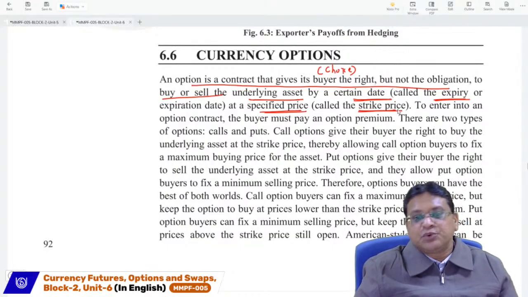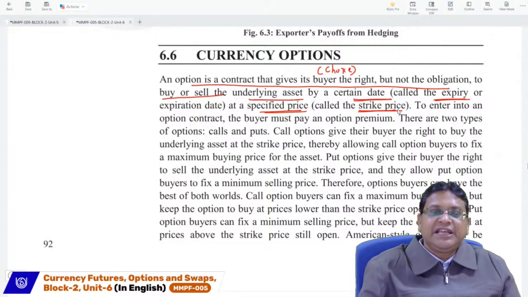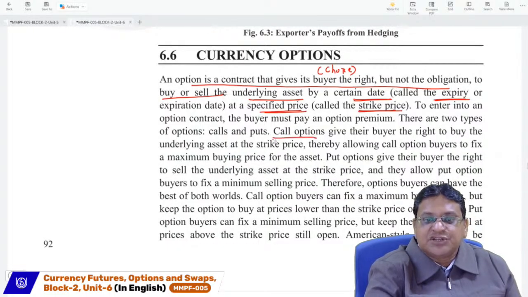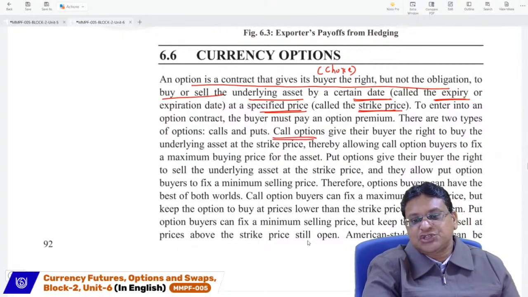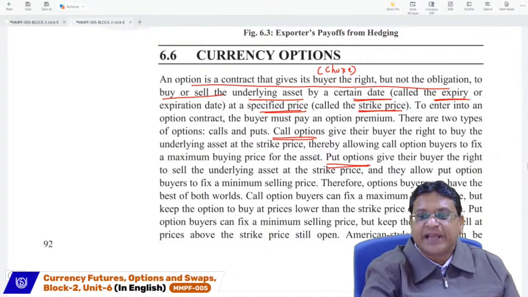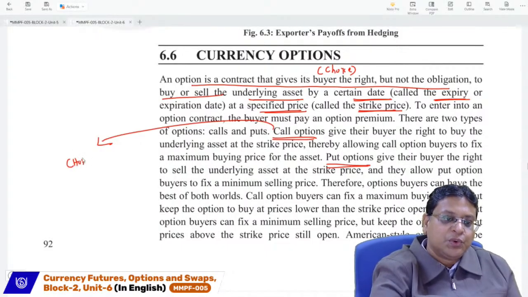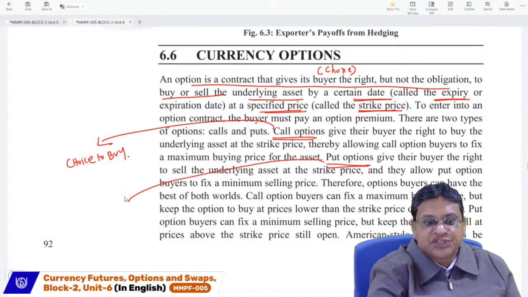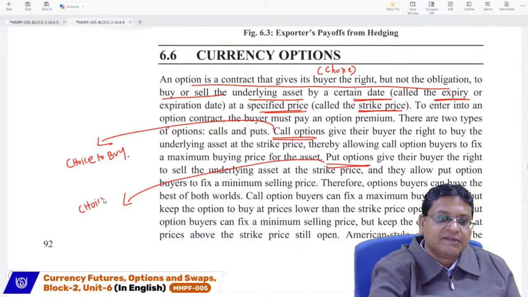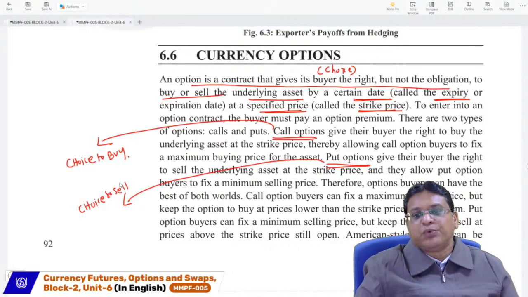So the choice may be of two types. One is choice to buy, another is choice to sell. If there is a choice to buy, that is known as call option. And if it is a choice to sell, that is known as put option. So what is call option and put option? Call option gives a choice to buy, and put option gives a choice to sell. Choice to buy, call option; choice to sell, put option.